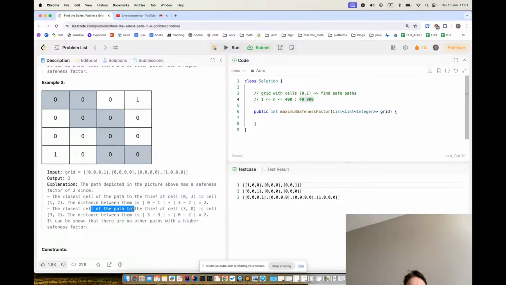The closest cell of the path to the thief at 3 is the cell 3, 2, and the distance between them is also 2. Three, 2, this one.